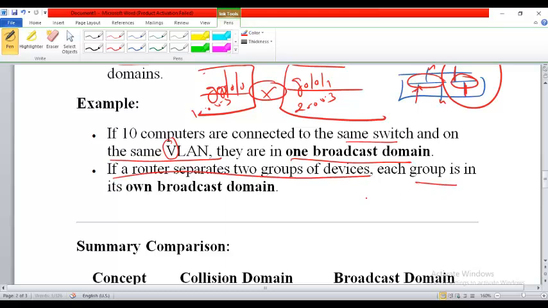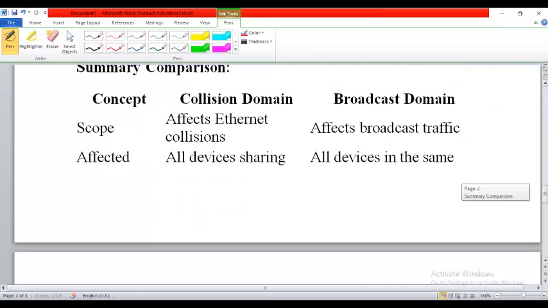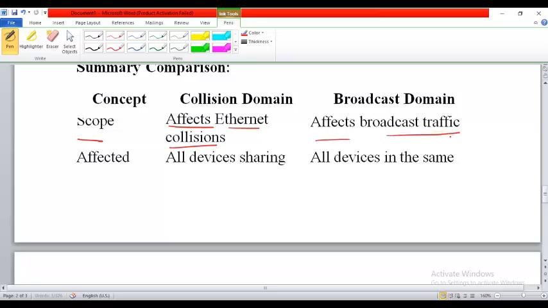Collision domain, broadcast domain. Scope: collision domain affects Ethernet collisions, broadcast domain affects broadcast traffic. What does the collision domain take care of? The collisions. It controls the collisions on the Ethernet wire. What does the broadcast domain take care of? It controls the broadcast. Who all should get the packet is decided by the broadcast domain.